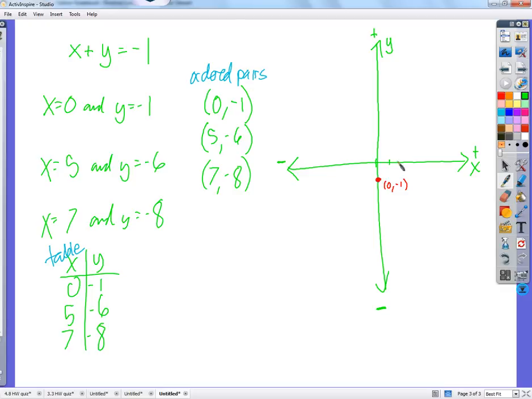Five, negative six, we need to move to the right five. One, two, three, four, five. And when x is five, y is negative six. One, two, three, four, five, six in the negative direction. There is five, negative six.